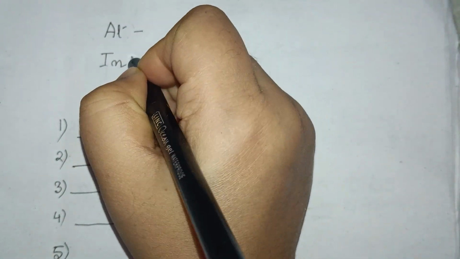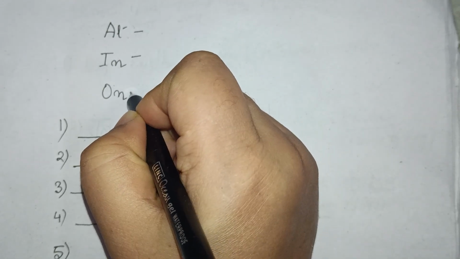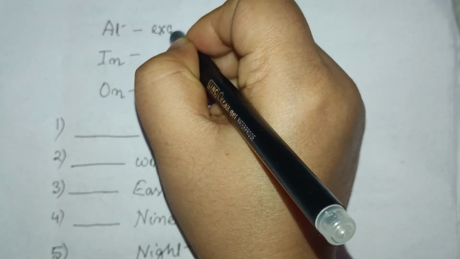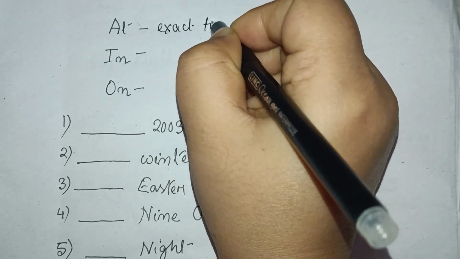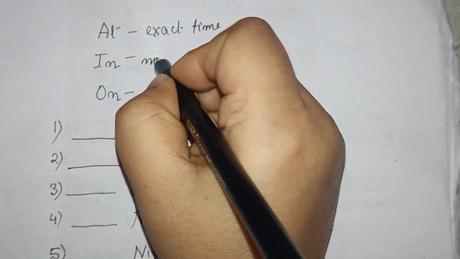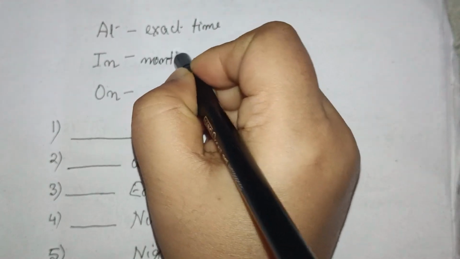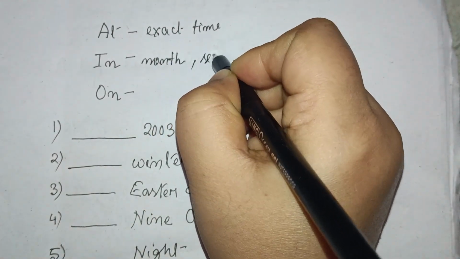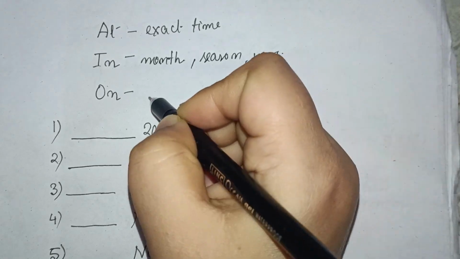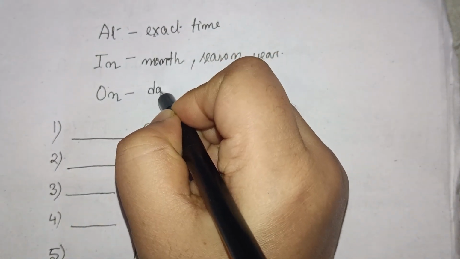Today we'll learn the uses of at, in, and on. So at is used when we talk about exact time. In is used when we talk about month, season, year. And on is used when we talk about days.